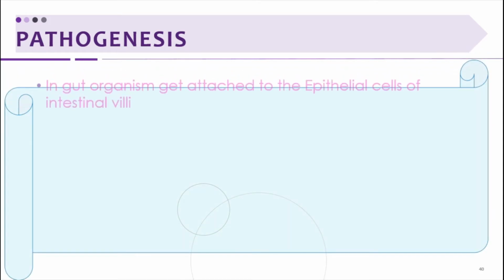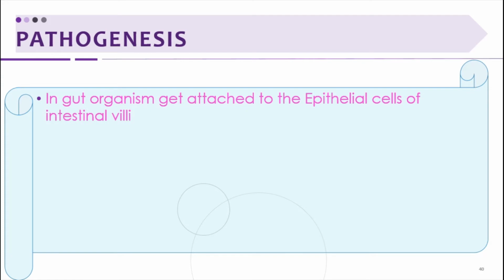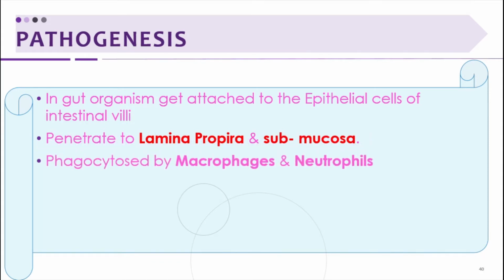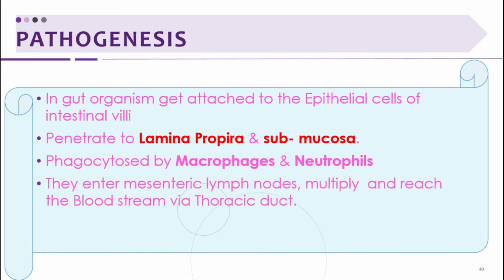Next, let us see the pathogenesis: how it spreads and how the disease occurs. When contaminated food or water is consumed by the human being, the organism enters the gut and gets attached to the epithelial cells of the intestinal villi. Then it penetrates to the lamina propria and submucosa, and is phagocytosed by macrophages and neutrophils. Then they enter the mesenteric lymph nodes, where they multiply and reach the bloodstream via the thoracic duct.